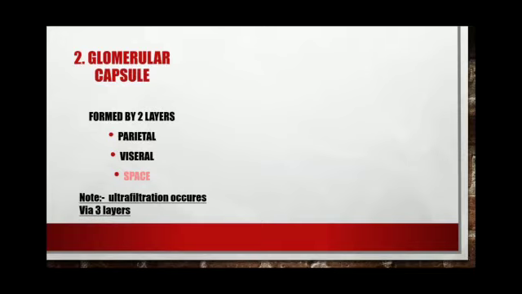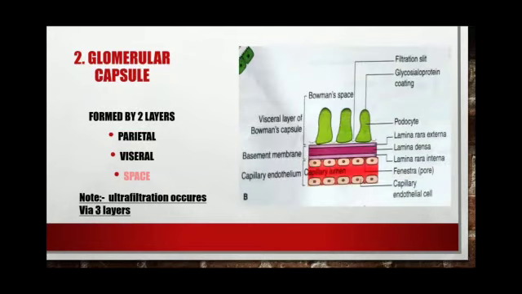When the blood is flowing in the glomerular capillaries, the filtration of the blood occurs by crossing three zones: the capillary endothelium, the basement membrane, and the visceral layer of the Bowman's capsule. By crossing these three zones, the blood is filtered and we get the glomerular filtrate. This process of filtration is called ultrafiltration. Further, this will be dealt with in detail in the upcoming competencies.